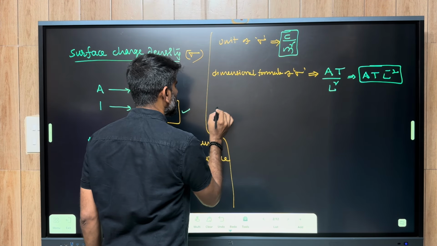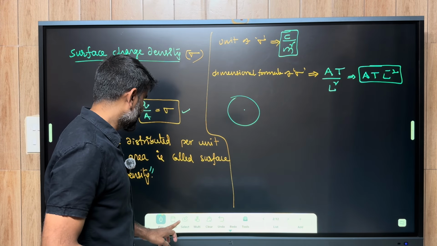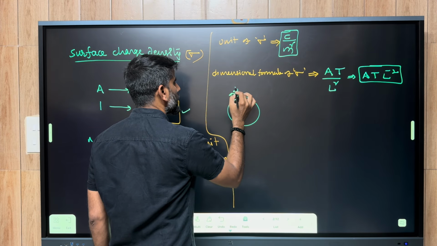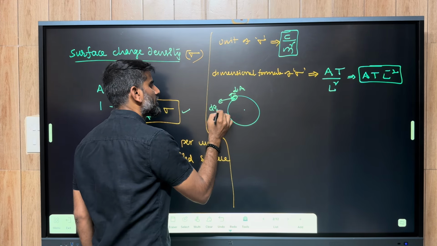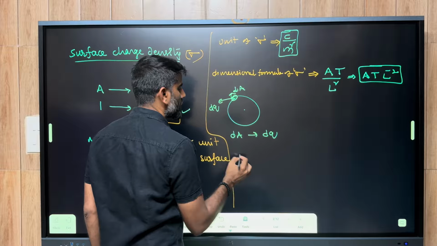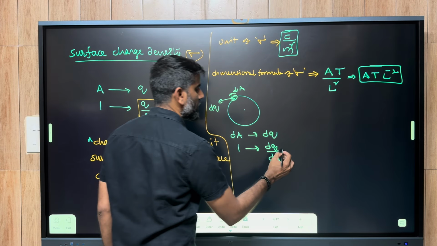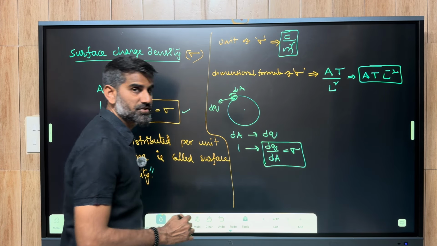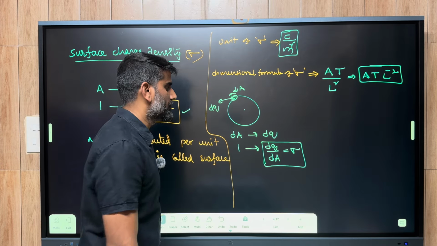Calculus form of surface charge density: let's say I've taken a hollow sphere. If you take any portion of surface area whose area is dA, and the charge distributed over this surface area is dq, then per unit surface area the charge distribution is again dq by dA, and we call this ratio surface charge density sigma. Okay, so this is the calculus form of surface charge density.